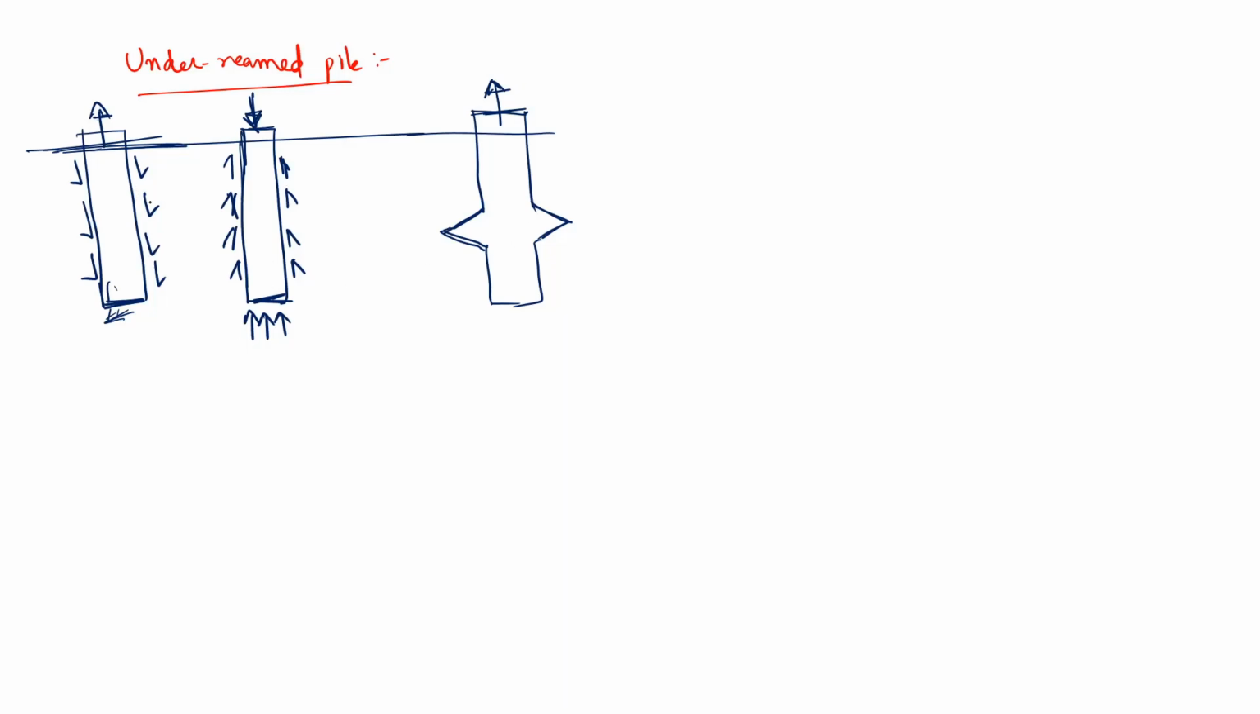To increase that uplift capacity, a small bulb is provided. Maybe the diameter is 2 times the diameter of the shaft. If this is the shaft, this will be the bulb. The diameter of the bulb can be twice that of the shaft. Now when you are applying uplift load, the skin friction capacity will come, whereas the resistance will be in the downward direction.